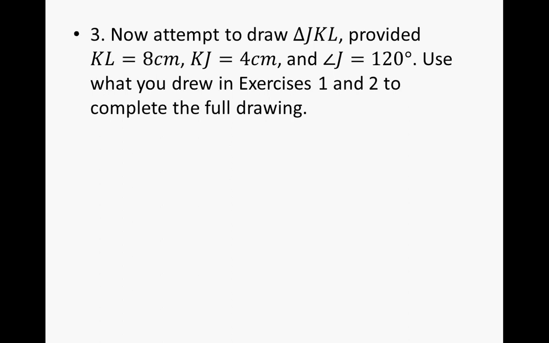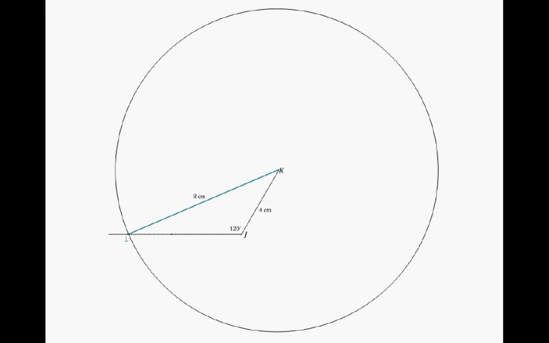All right, number 3. Now attempt to draw triangle JKL. You are provided with line segment KL is 8 centimeters, KJ is 4 centimeters, and angle J is 120 degrees. Use what you drew in exercises 1 and 2 to complete the full drawing. So you should have something that looks like this. You have a line segment J going off, then you have 120 degrees, and JK is 4 centimeters. So again, you should only have one place where the circle will intersect the ray JL.